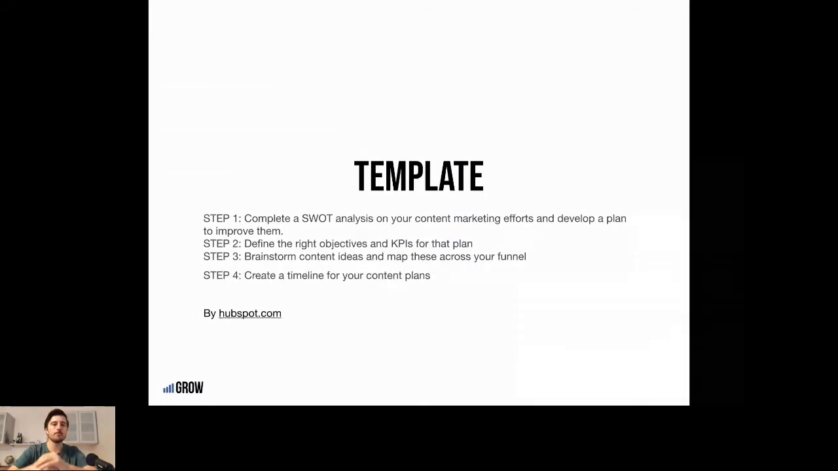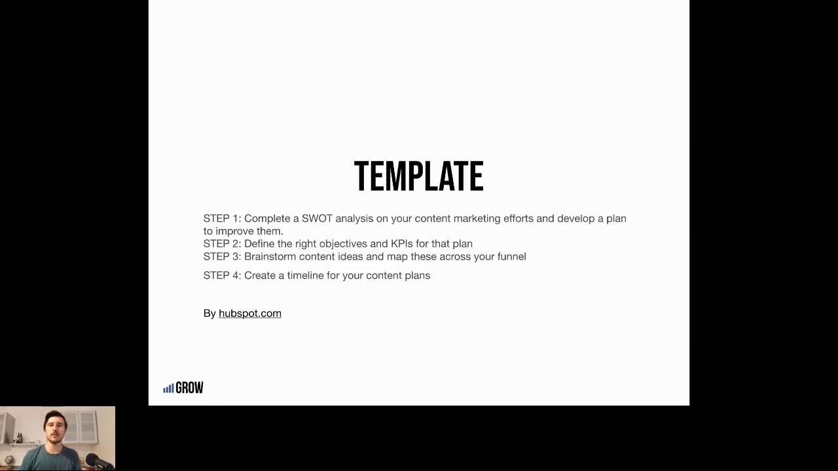Step 1, complete a SWOT analysis on your content marketing efforts and develop a plan to improve. Then define the right objectives and KPI for your plan, brainstorm content ideas and create a map and funnel, and then create a timeline for your content plans. Actually, I could stop right here. You could start working on this now.